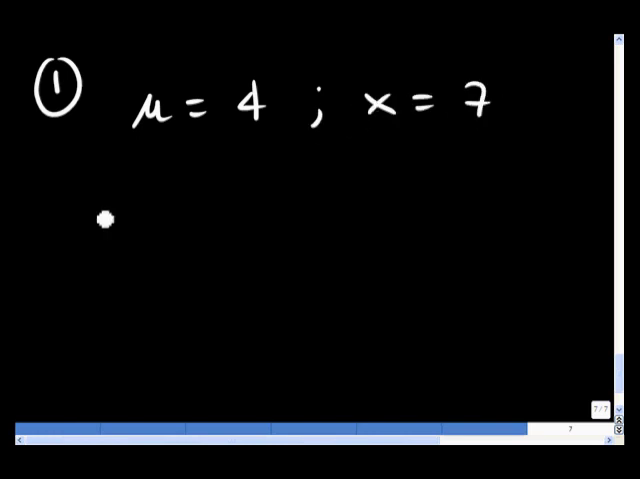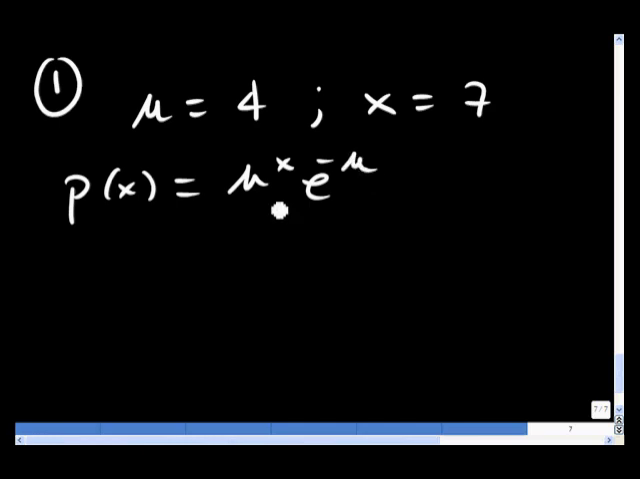Question 1. Mu is the value for x is 7. The Poisson formula, P of x, is mu to the x e to the minus mu over x factorial. They want us to compute P of 7.